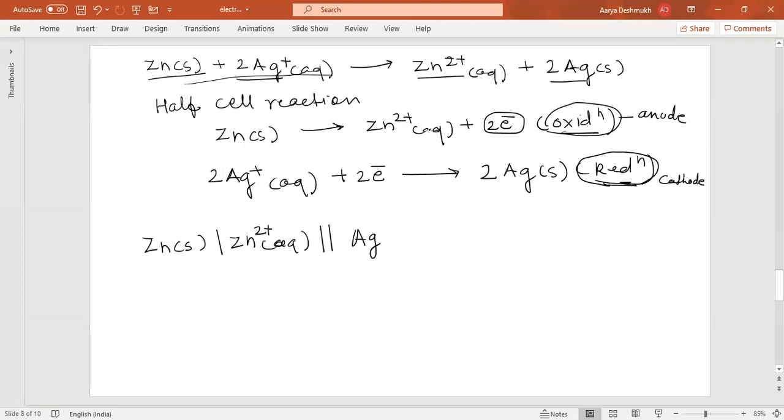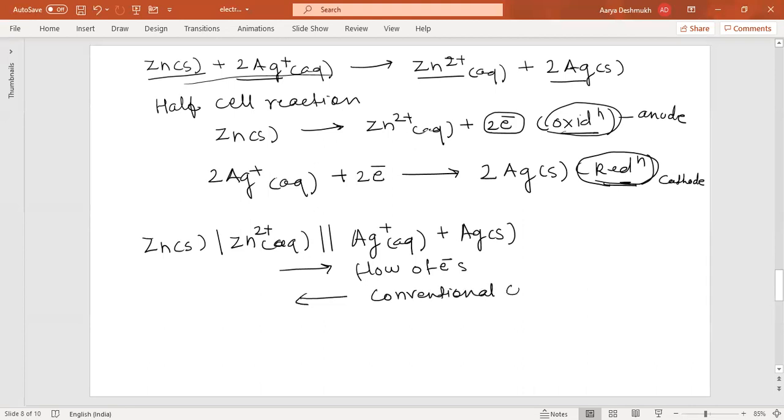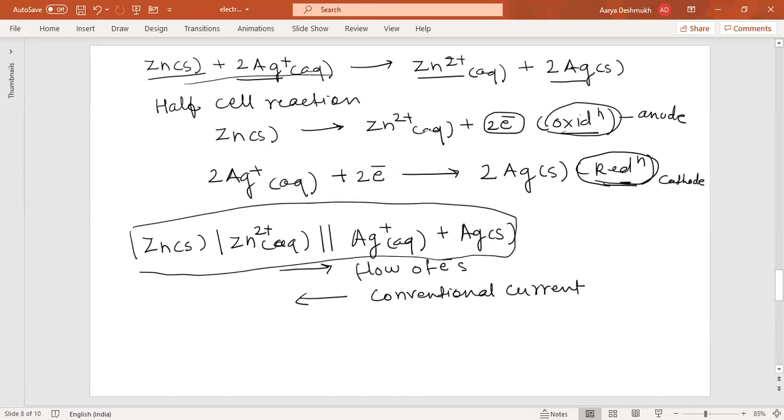Now write down the right hand part: Ag+ aqueous and Ag in solid. So this is the direction of the flow of electrons, from this end to this end. And the conventional current direction would be in exactly the opposite direction. We know that conventional current will always flow opposite to the direction of the flow of electrons. So this is the way we formulate or represent the cell from the given cell reactions.